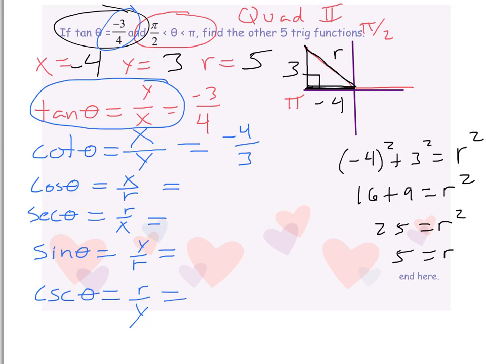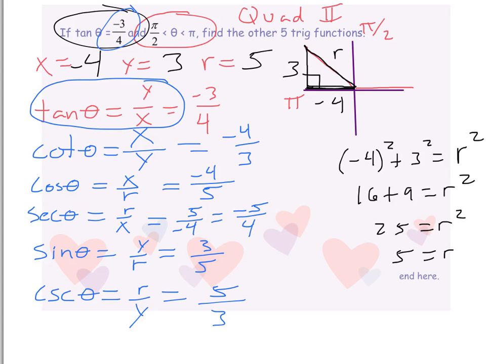Cosine, x, which is -4, r, which is 5. Secant, flip that, r over x. Okay, there's another example. If I just flip it, it would be 5 over -4, but you'll often see that written as -5 over 4. Sine is 3 over 5. Cosecant is the reciprocal, 5 over 3.